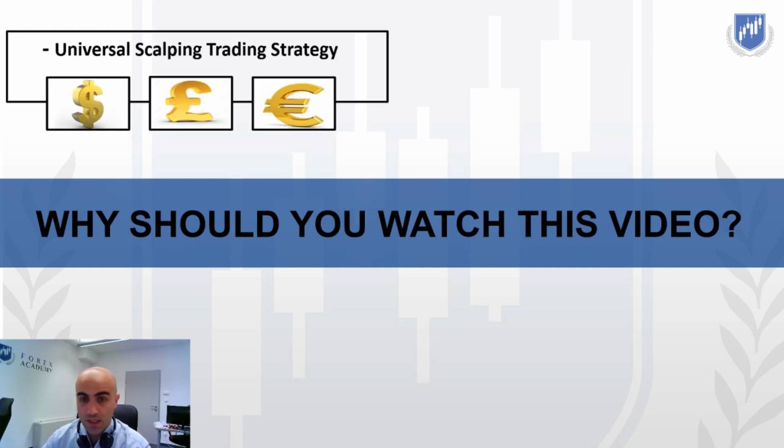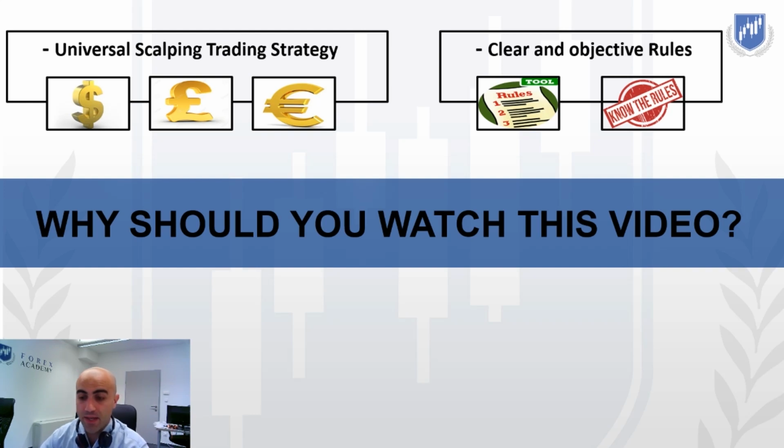Also, because this is a universal scalping trading strategy, you can trade it within different currency pairs and commodities. This means that the strategy has clear and objective rules to follow. When a strategy has clear and objective rules, it means that it is not subjective, but follows specific features that the pattern should have in order for you to enter the trade and bring back some earnings home.